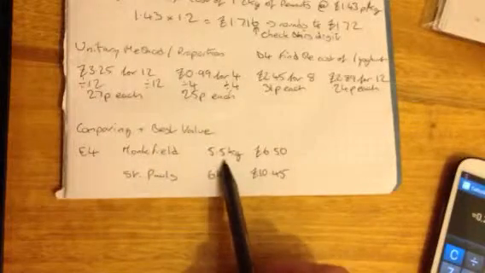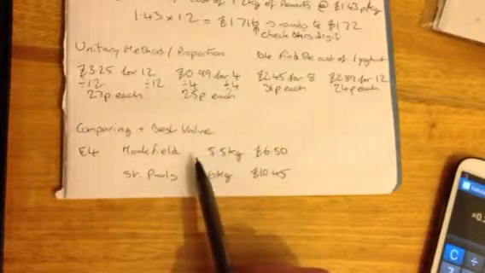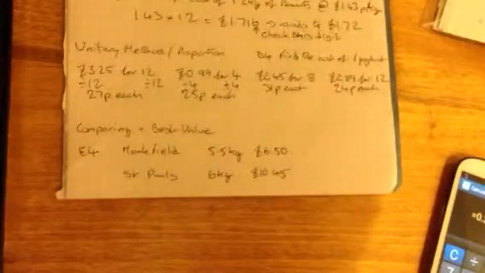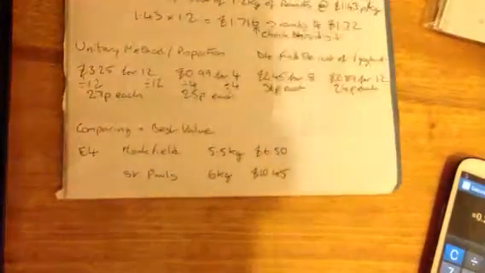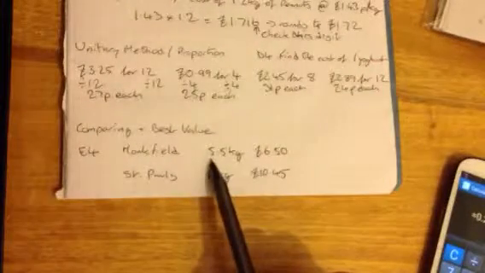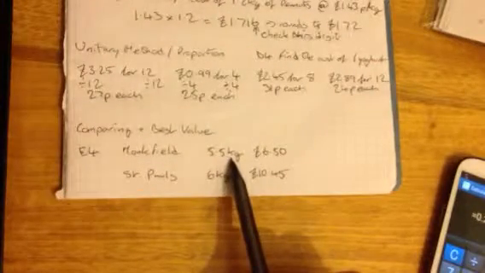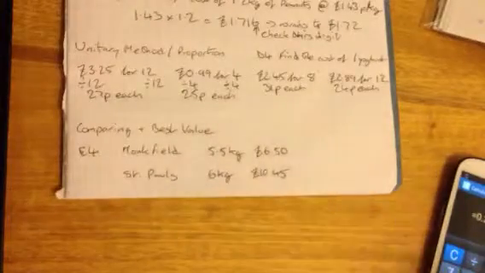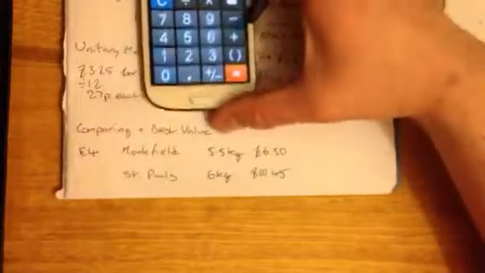In the same way that we divided the 12 pack of yoghurt by 12 to find 1 yoghurt, we're going to divide the 5.5 kilogram bag of whatever this stuff is, fertiliser or something, bone meal apparently. We're going to divide the 5.5 kilogram bag of bone meal by 5.5 to find out what 1 kilogram is. Okay, so this price, £6.50, we're going to divide it by 5.5 to find out what 1 is.